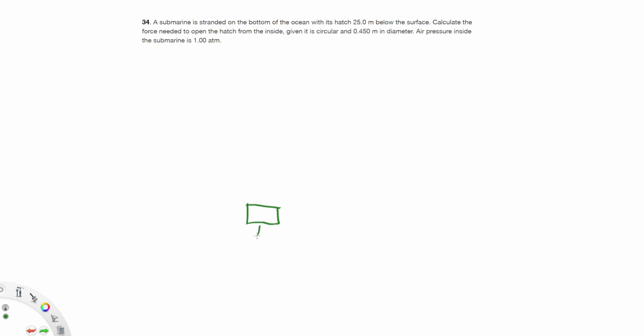We have a force from us pushing. We have a force due to the air pressure inside. We have a force, and then we have a force pushing down, which is due to the water pressure. Okay, and we'll say that up is the positive direction. Now, this sub is 25 meters below the surface of the ocean, so water's not purple. There we go.